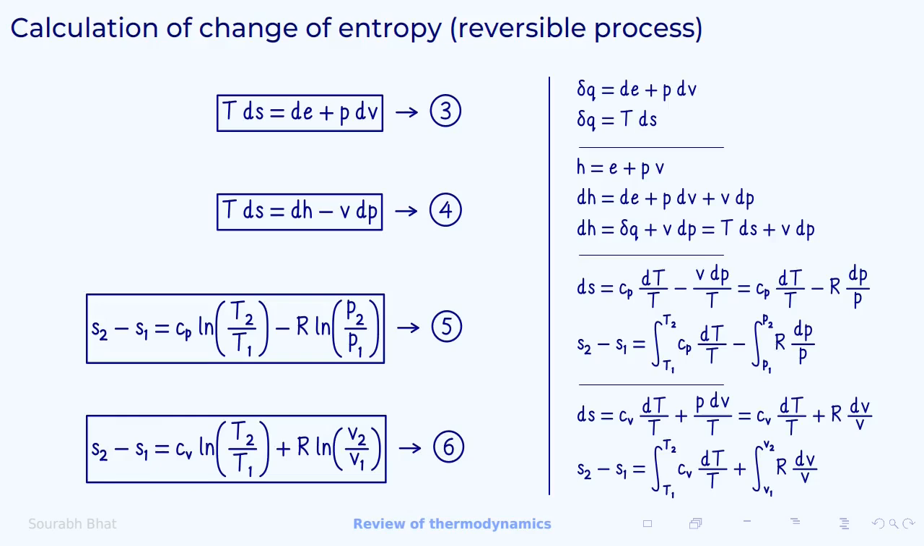Equation 5 and equation 6 are very important equations. These equations can tell us if a process can take place from state 1 to state 2. In other words, these equations give us the arrow of time.